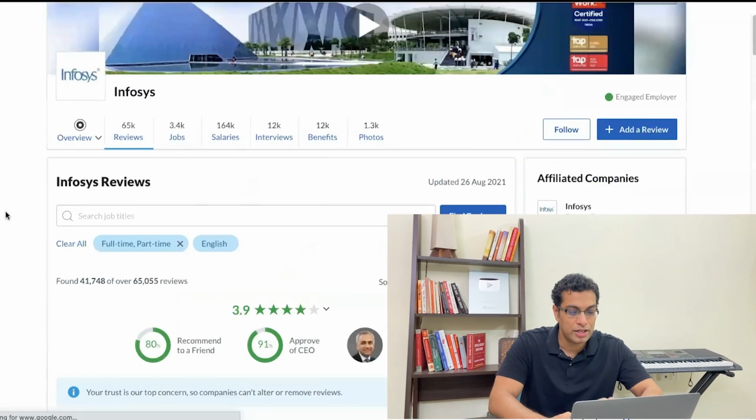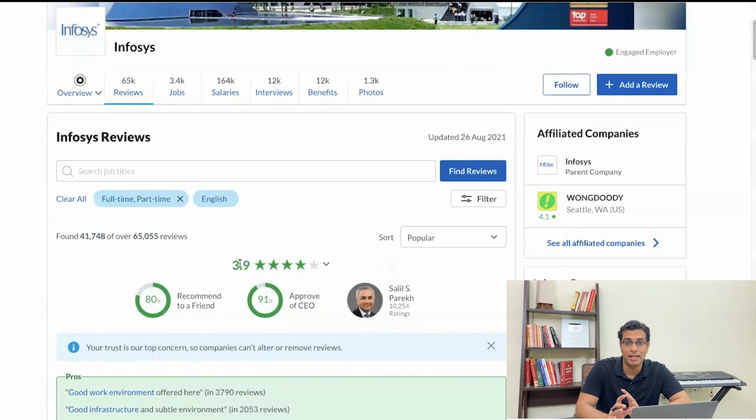Now, you would say that, Akshat, IT companies anyways have a massive churn rate. So let us compare it with something of a big company. Let's compare it with Infosys. Here you will see that this has a rating of 3.9, right? So of course a huge difference between Newgen and Infosys in terms of employee retainability.